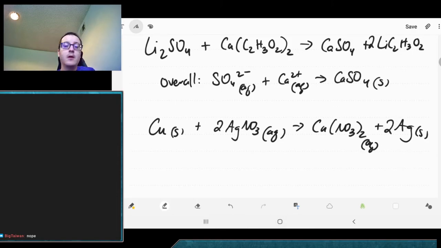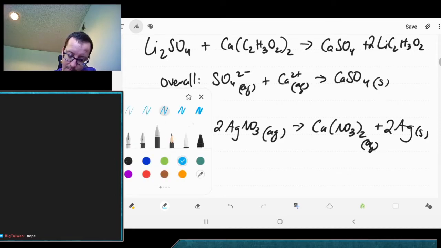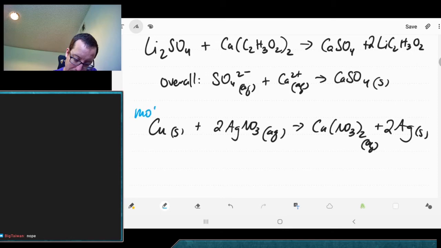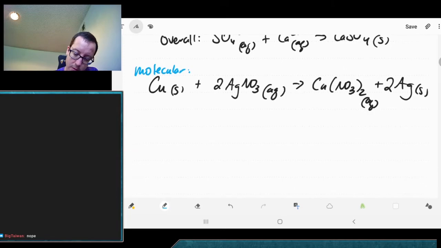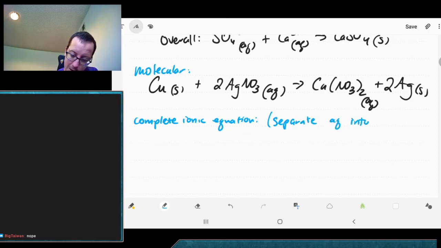We did a 2 there. This is what's called a molecular equation, by the way. If we want to look at what's happening in solution, we do what's called a complete ionic equation. And that's where we separate aqueous things into ions.